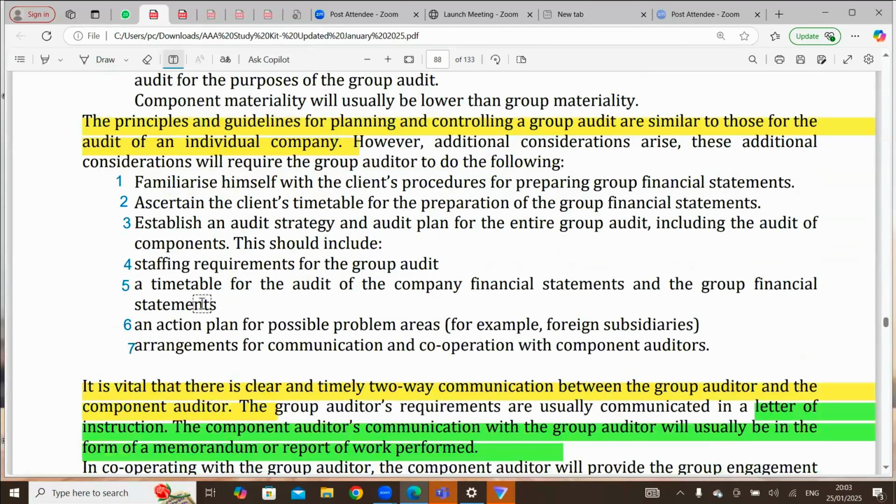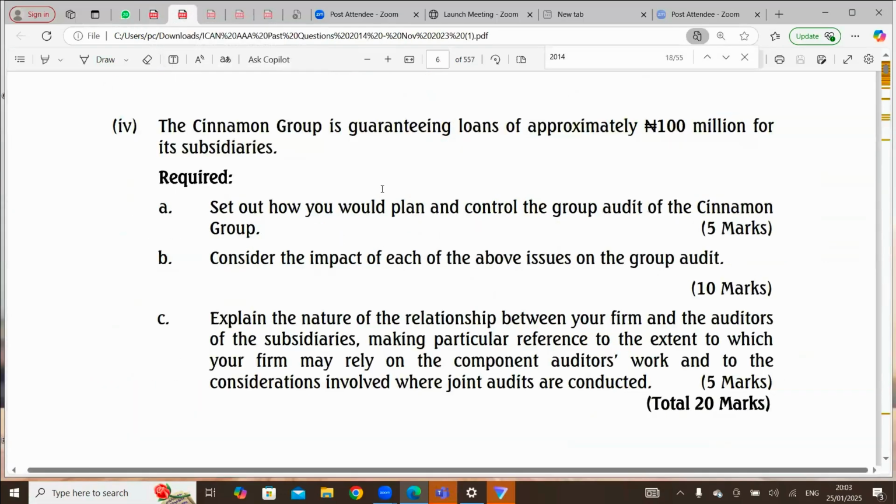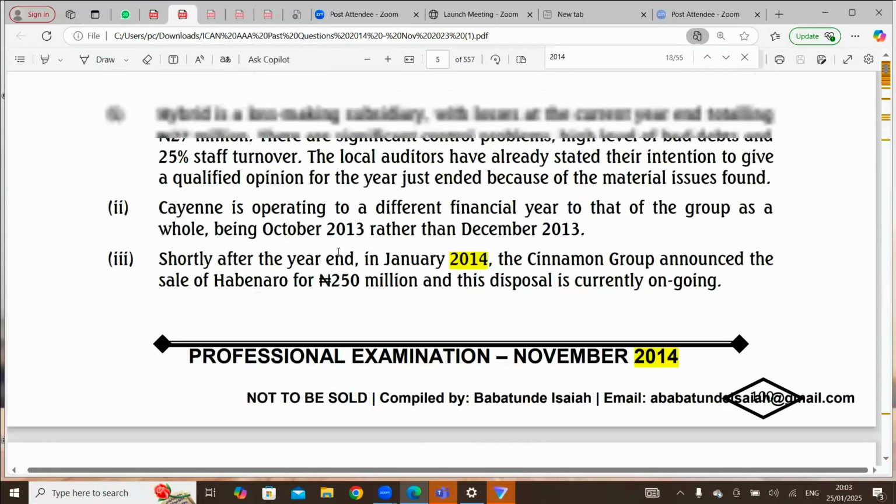The planning and controlling of the group audit is what we have here, where you familiarize yourself with the client's procedures, ascertain the client timetable, and establish an audit strategy, which includes the staffing requirement, timetable, action plan for possible areas, and arrangement of communication. So that is part A of this question. B is to consider the impact of these issues on the group audit.